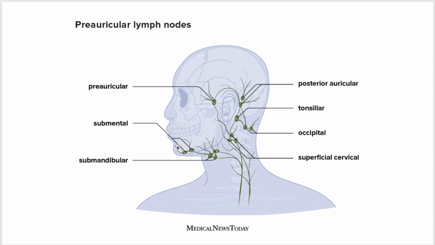It's at the base of the mental area, the chin area. Submandibular, it's under the mandible. Occipital, near the occipital lobe. So a lot of these names, preauricular, right, before the ear, postauricular, past the ear or behind the ear.